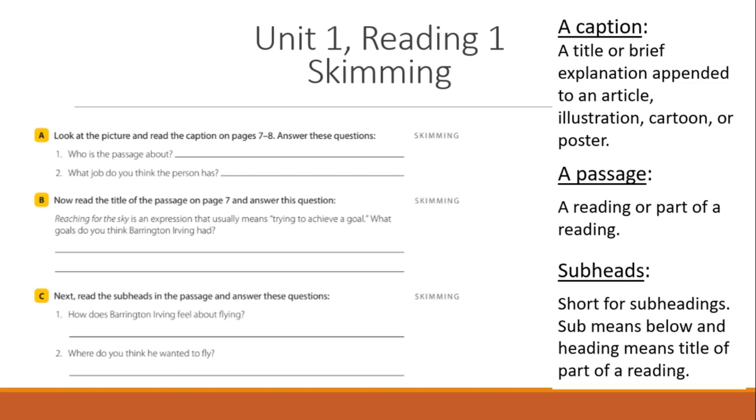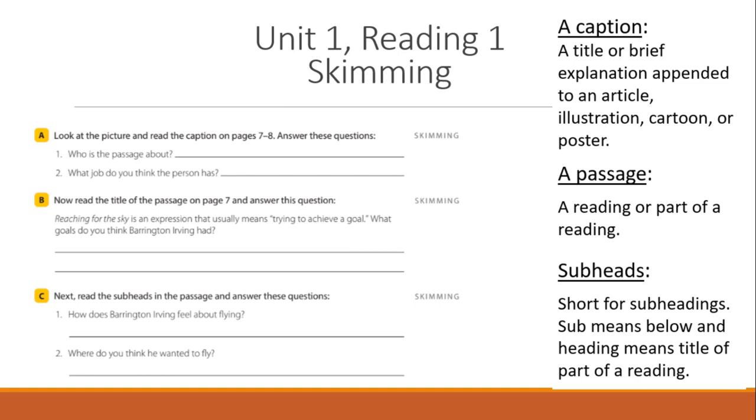But in this case, it has a double meaning. So reaching for the sky could be the idea of this man trying to learn how to fly in the sky in an airplane. So a nice double meaning for this title. So what goals do you think Barrington Irving had?